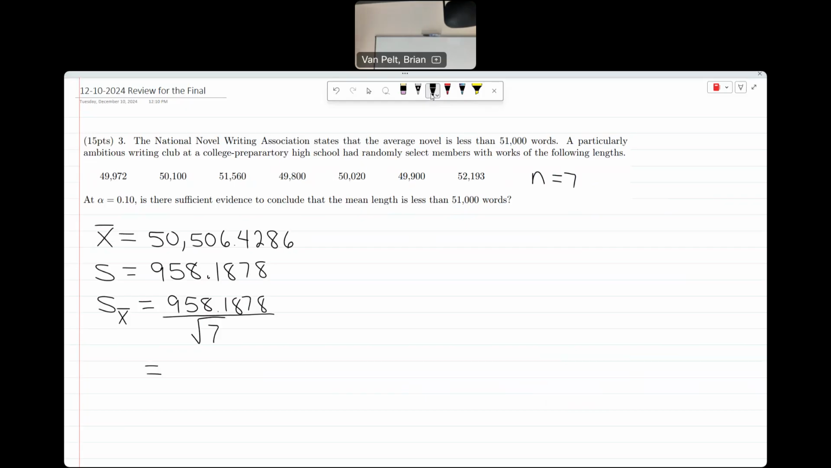So have your calculator do that. I ended up picking 2 decimal places. I got 362.17. That can't be, well, if you're rounding to just 0.2, then yes, that can happen.